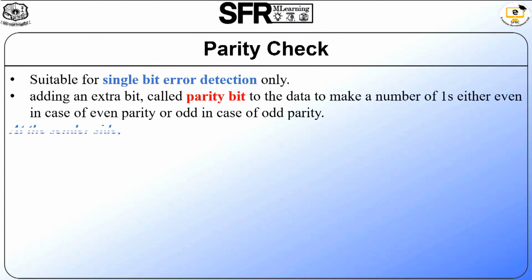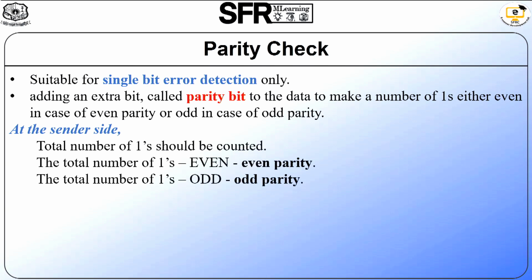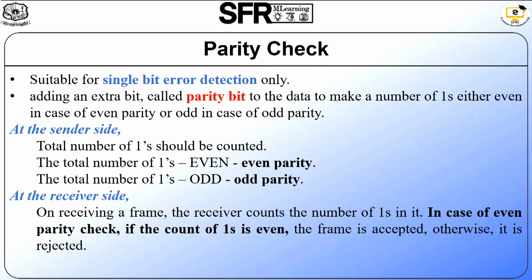So what is a parity check? This parity check is very suitable for single bit error detection. If only one bit is corrupted, then this method will be used. The parity bit is nothing but an extra bit that we add to the original data. At the sender side we count the number of ones in the data. If we follow even parity and the number of ones is even, then we pass the parity bit as 0. If the number of ones is odd, then we make it even by passing 1 as the even parity bit. Likewise for odd parity, the vice versa method should be followed.